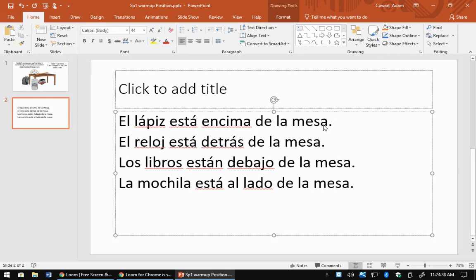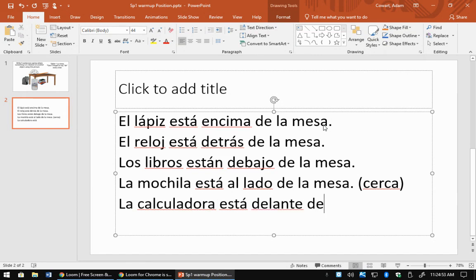The backpack is beside the table. Instead of al lado, you could have said something like cerca, because that's saying that the backpack is near the table. Okay. La calculadora está delante de la mesa. The calculator is in front of the table, etc. Okay, so there are 5 sentences, and again, yours could have been different. You could have said the books are near the calculator, etc. The backpack is far from the books. Anything that works.